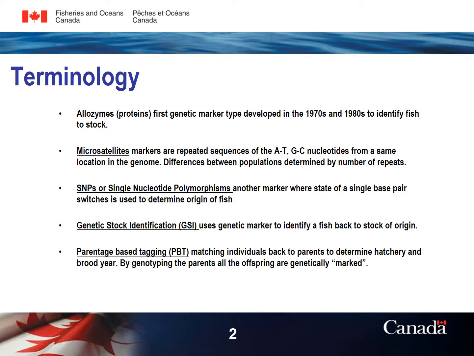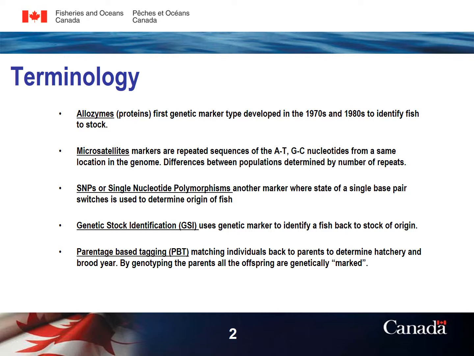Microsatellite markers use sections of the genome where there are repeat sequences of base pairs. The differences between populations are determined by the number of repeat sequences. Alternatively, SNPs, or single nucleotide polymorphisms, is another marker type where point mutations can give rise to alternative bases. This marker type has seen increased use in our lab.